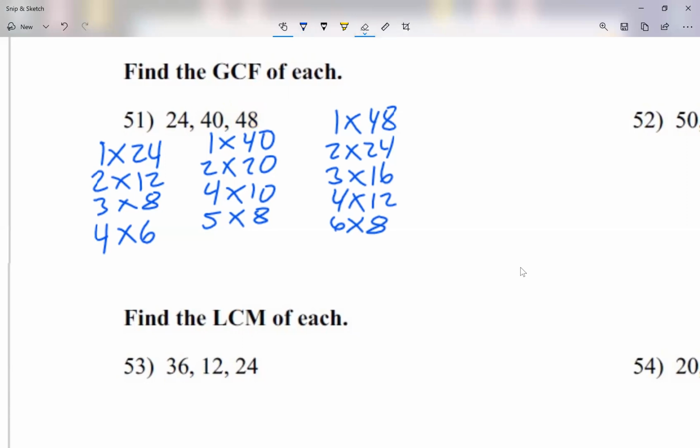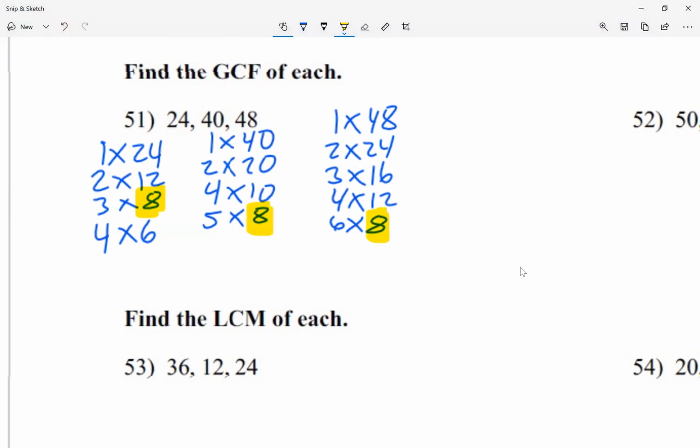Now, my greatest common factor. So common factor means it's a factor of all of them. So I'm looking at, I see 8 as a common factor, right? We see it in all of them. Now, my question is, is that the greatest? Is that the biggest? Yep, that seems to be it. So my answer, let me put it in red so we don't get confused. My answer is 8.